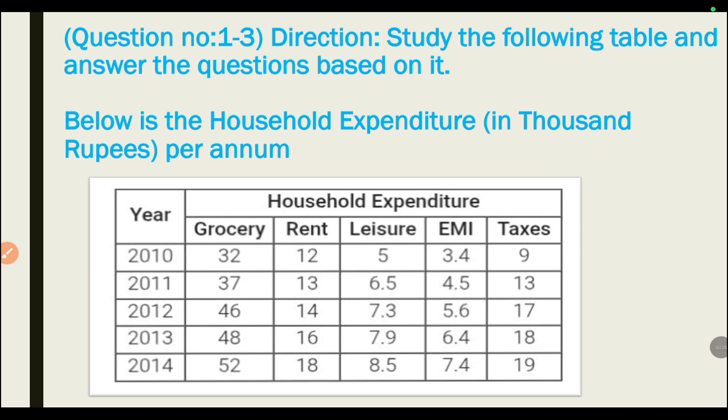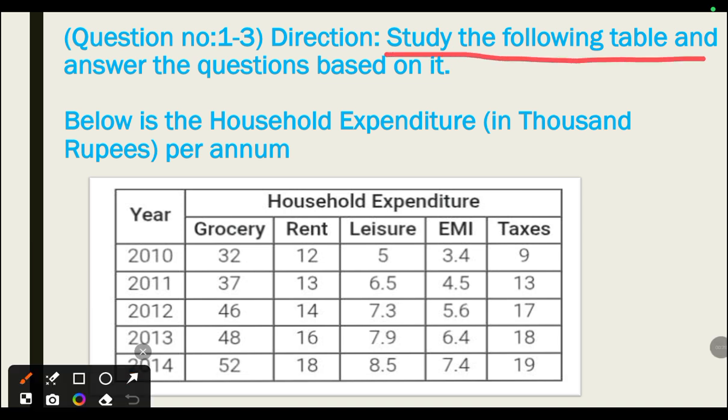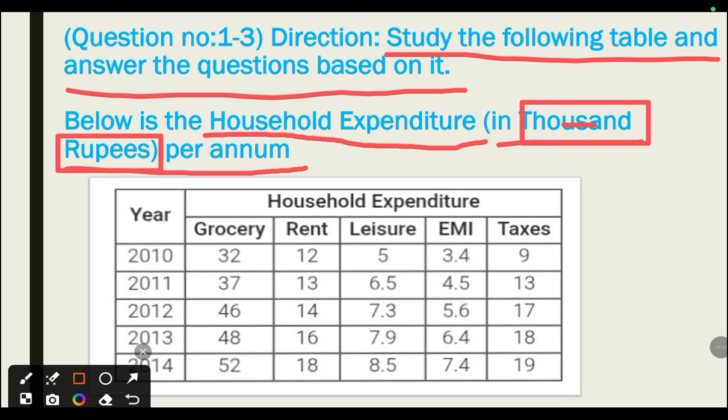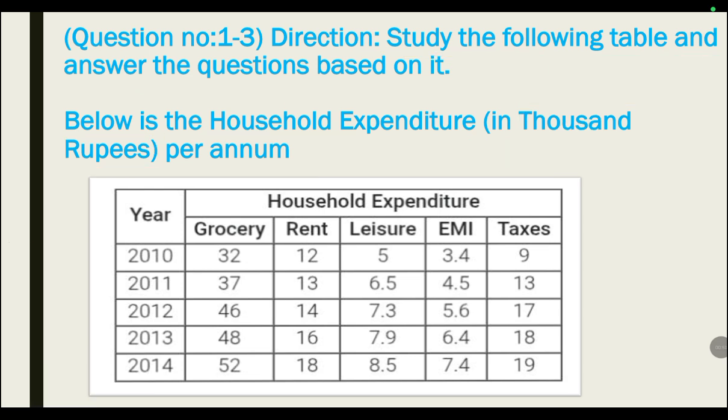If you can see the question properly here, it says study the following table and answer the questions based on it. Below is the household expenditure. It means they have given household expenditure in 1,000 rupees per annum. So the most important point here is this 1,000 rupees. This is what you have to know in this table. Let's get into the first question.